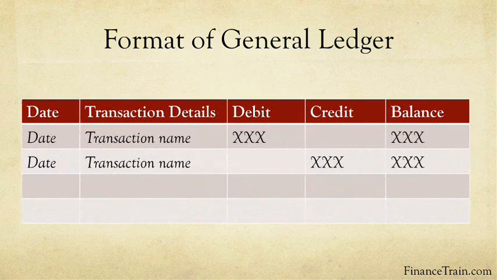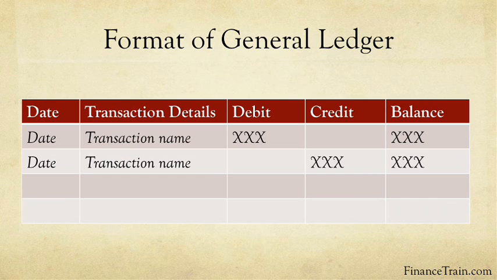On screen, you can see a common format of the general ledger. The first column includes date, the second column contains a description of transaction, third and fourth columns are for debit and credit depending on whether the amount in the transaction is debited or credited. The last one shows the balance of the account after the transaction has been posted.